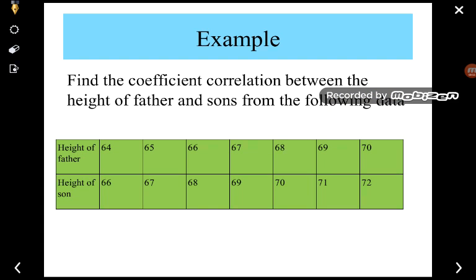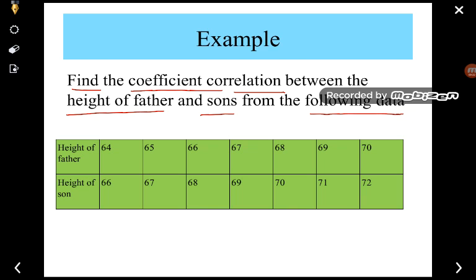Next we are going to solve this problem. You know the formula. Now we have to put values inside the formula and solve to see how one variable is related to the other variable. The given example is: find the coefficient of correlation between the height of the father and the son for the following data.